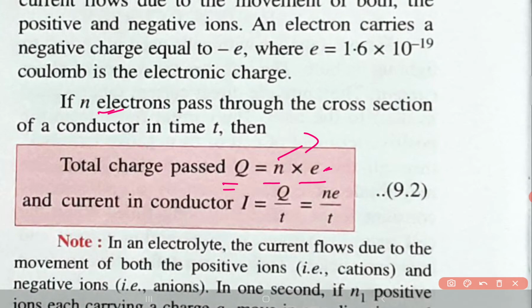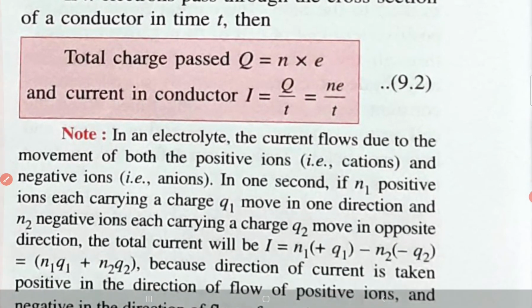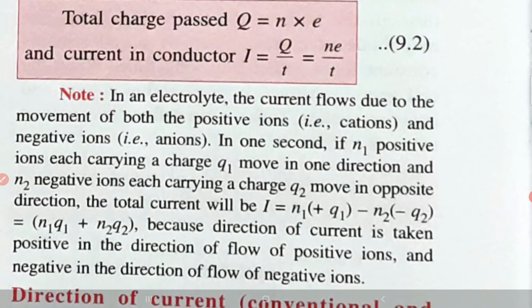Note, in an electrolyte, as you all know, both positive as well as negative ions can move simultaneously, in fact in different directions. So in an electrolyte, the current flows due to the movement of both the positive ions, that is cations, and the negative ions, which are anions. In 1 second, suppose n1 positive ions each carrying a charge of q1 move in one direction, and n2 negative ions carrying a charge q2 move in the other direction, that is towards the cathode and anode respectively.